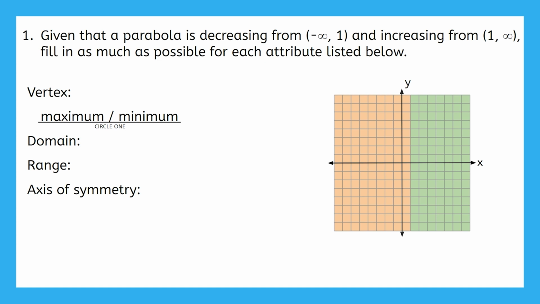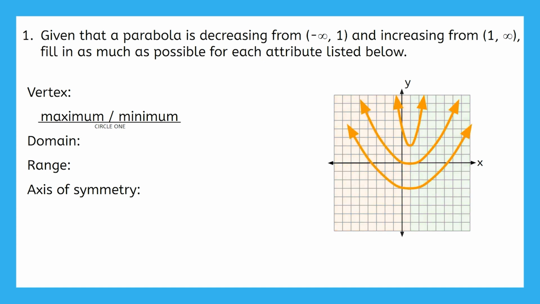To help us visualize some of the options, let's go ahead and record a few possibilities for what this graph could look like. I'm going to sketch in these 3 parabolas as examples. Go ahead and record a few possibilities in your notes as well. Now that we have some visuals to help us reason through this, let's see what we can fill in for each of these attributes, starting with the vertex.